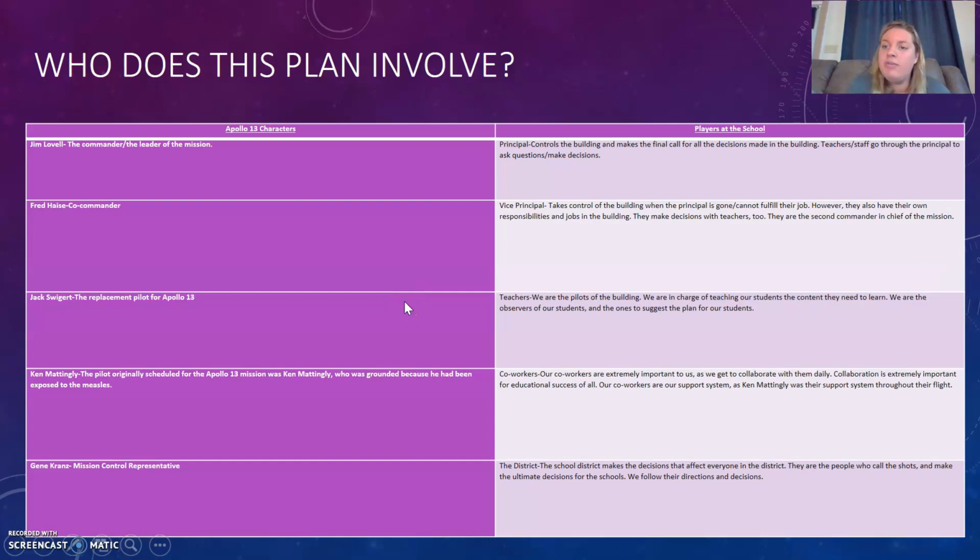Who does this plan involve? I just chose players at our school on the right column. Our principal, vice principals of our building, who take control of the building when the principal is gone, teachers, our coworkers, our staff, the district, as well as parents. We all need to understand this plan to help with struggling readers.